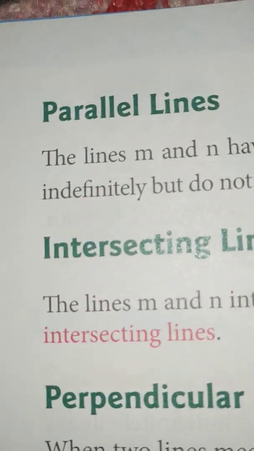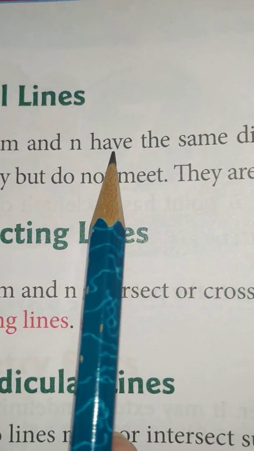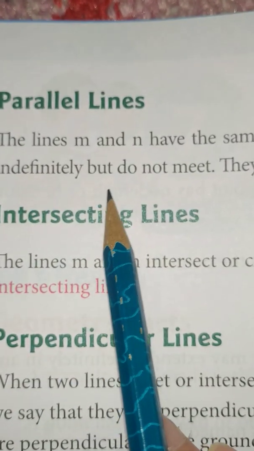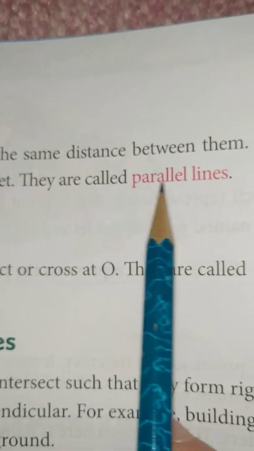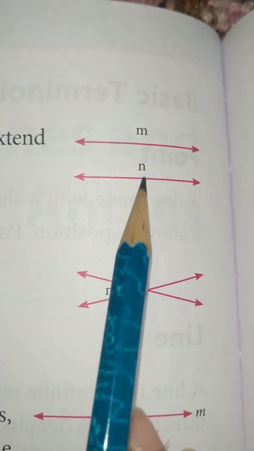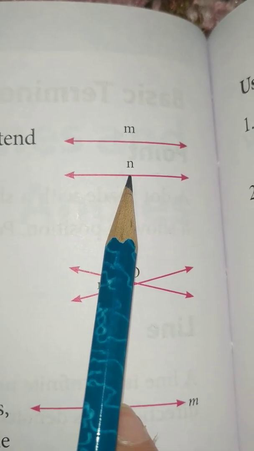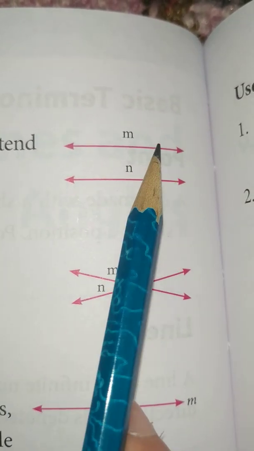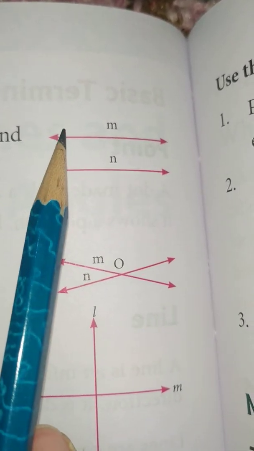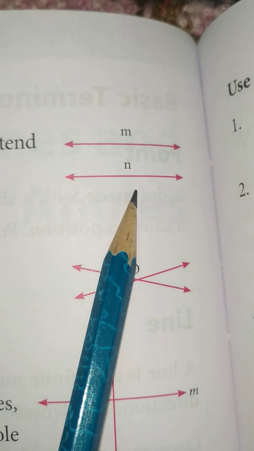Now the next is parallel lines. So what are parallel lines? The lines m and n have the same distance between them. They extend indefinitely but do not meet. They are called parallel lines. So parallel lines are those lines which have the same distance between them, like these two lines m and n. The distance between these two lines is the same, but they will never intersect or meet each other. ये एक दूसरे को कभी भी काटती नहीं है, meet नहीं करती हैं. Okay, so these lines are known as parallel lines.